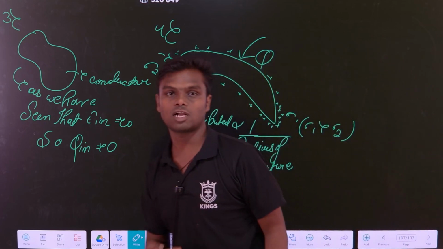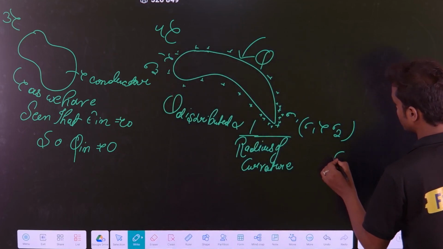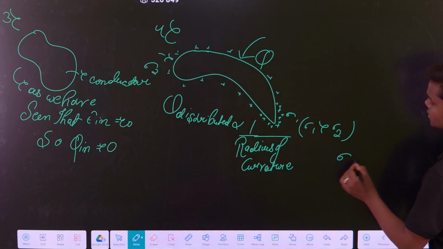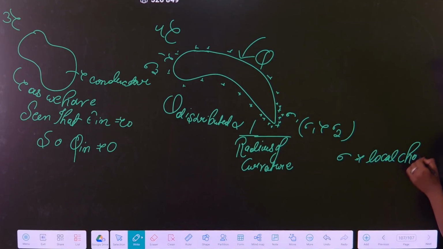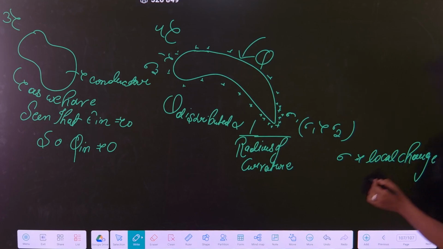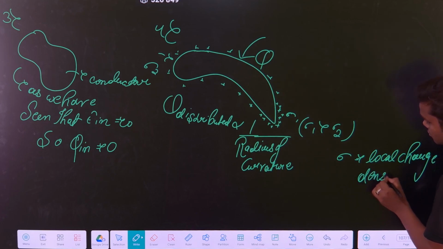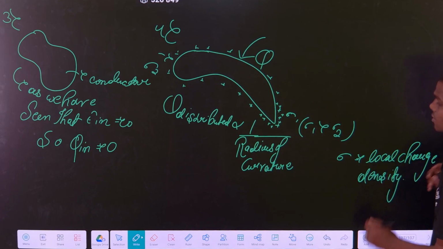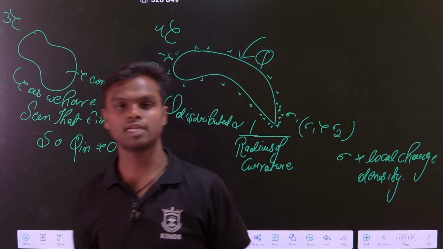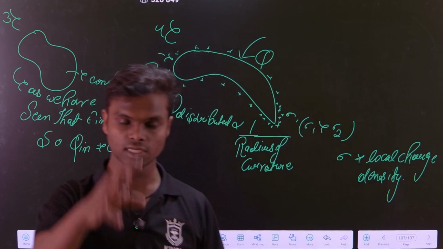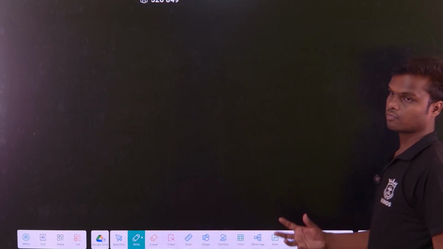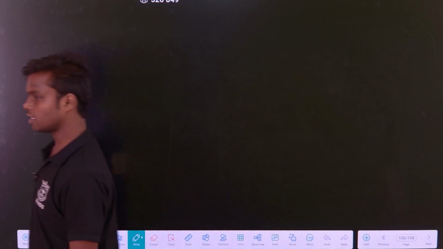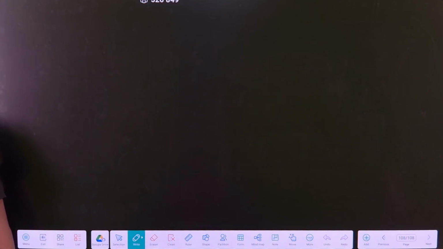Sigma is the local charge density, remember that, at a small point. Clear? So it is inversely proportional to the radius of curvature. The more the radius of curvature, the less the charge density, and the less the radius of curvature, the more the charge density. Clear at this point? Okay, let's move to the next point.